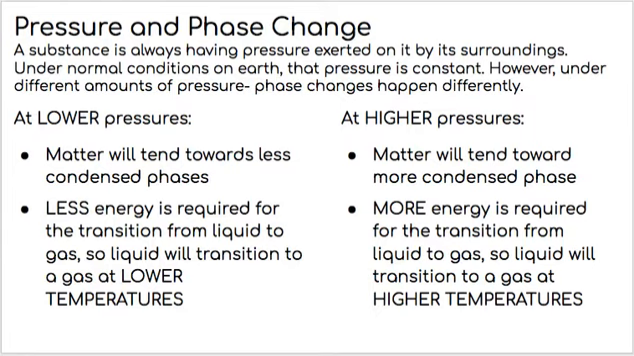However, if we were at different locations or under different conditions, to change the amount of pressure that a substance is under, phase changes happen differently. So if we think about a substance that is being exposed to lower pressures, matter will tend towards less condensed phases. So there's less pressure pushing down on the matter, so to speak. It is more inclined to move towards the liquid or the gaseous phase. You can think about if not as much pressure is pushing those particles together, they are simply more inclined to spread out, move apart, and move towards the gaseous phase.